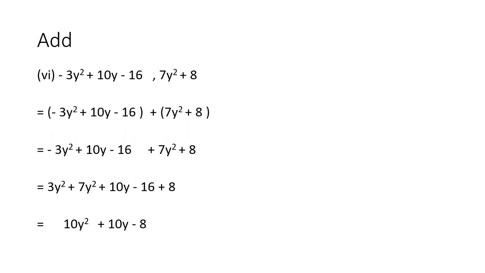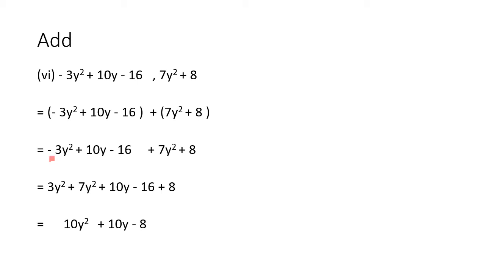The last sum is 3. This we put in one bracket and the other expression we put in the other bracket. In the next step, we open the brackets. So when we are opening the brackets, all the signs are retained as they are: minus 3y square plus 10y minus 16 plus 7y square plus 8. Write all the like terms together. So minus 3y square plus 7y square together. 10y is not having any pair with it.